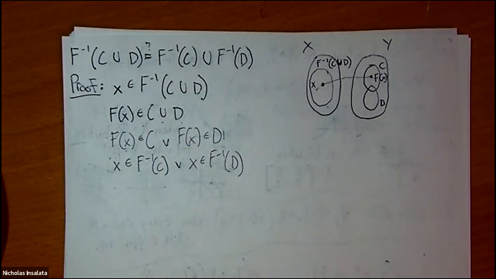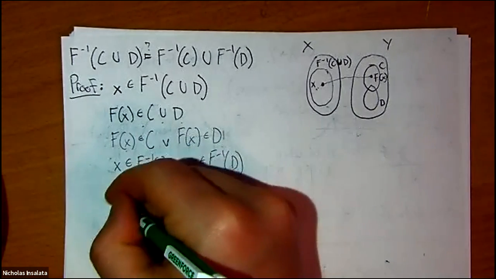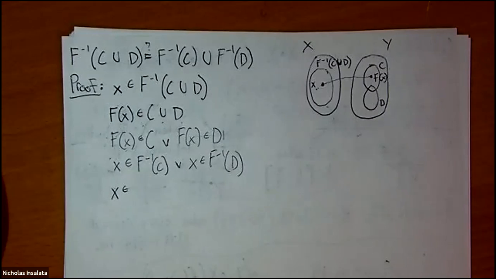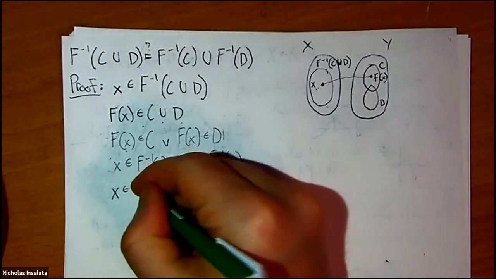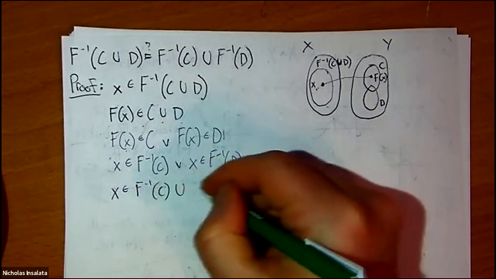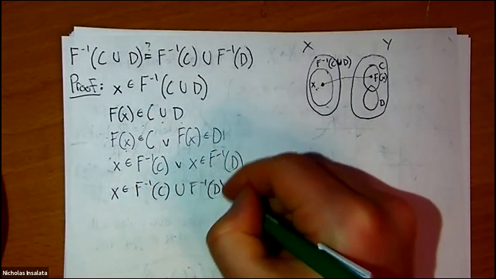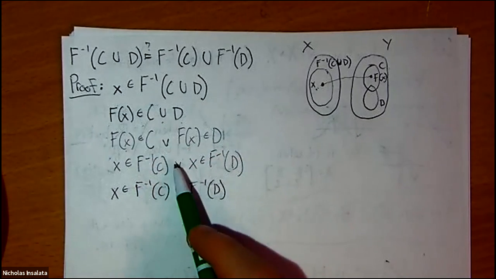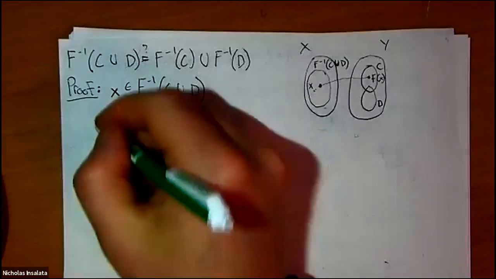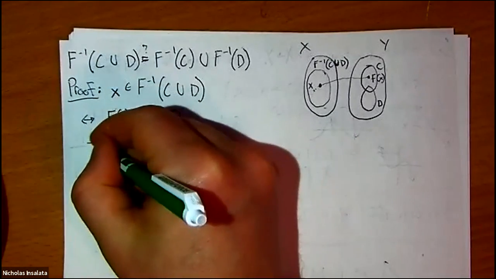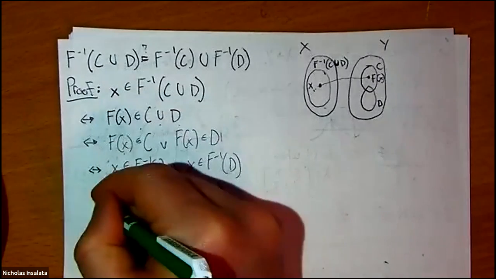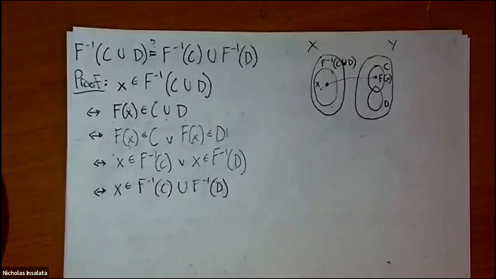Wonderful. Last step. Conclude. X is an element of f inverse of C union f inverse of D, by definition of union. Union is just the or. And since these are all if and only ifs, these are all biconditionals, then it goes both ways.